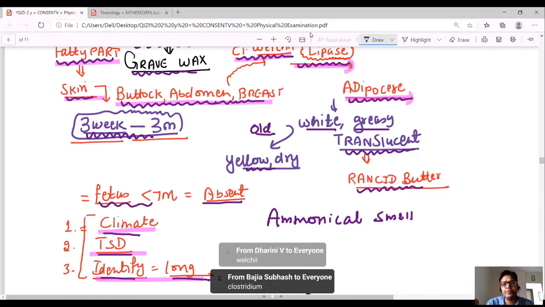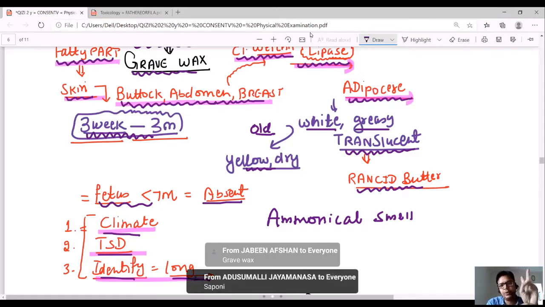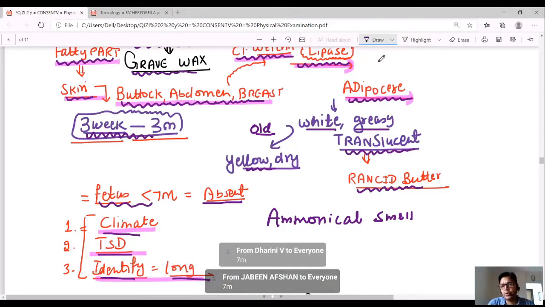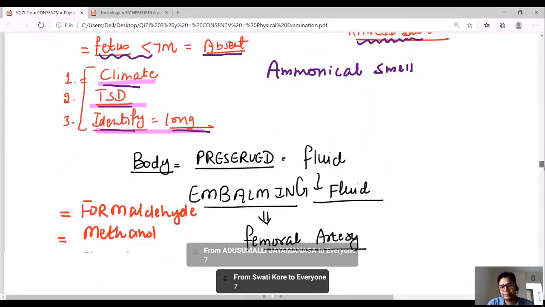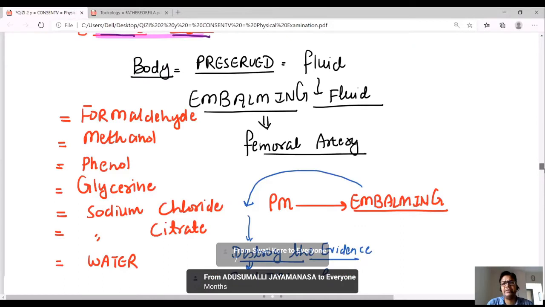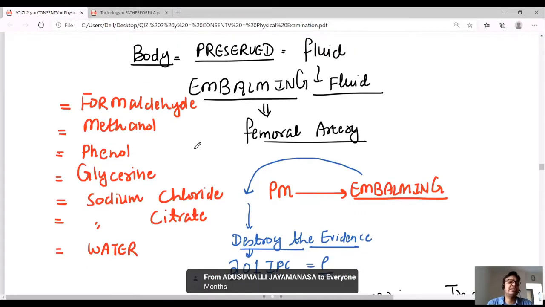What is the climate required for adipocere? Dry and hot or warm and humid? Warm and humid. Which two words are used for adipocere? Two synonyms of adipocere: number one, saponification; number two, grave wax. Okay. Fetus below what age is it absent? Below 7 months. It will be absent in fetus below 7 months of age.